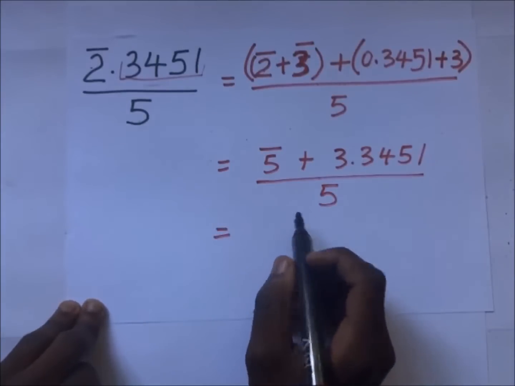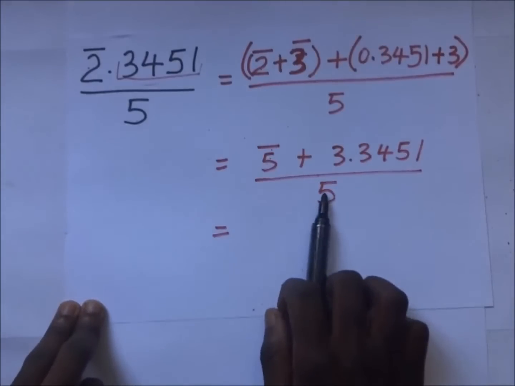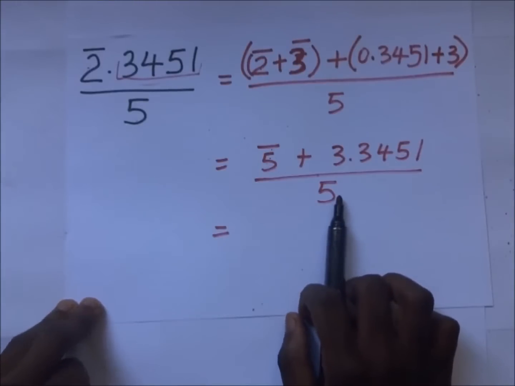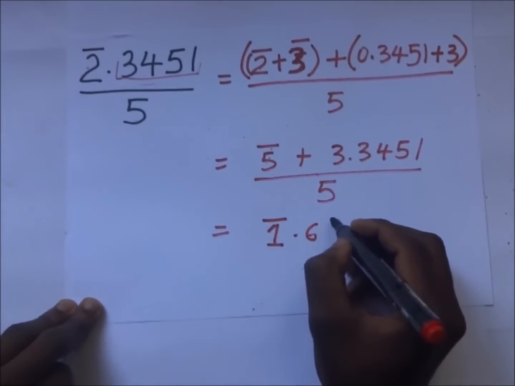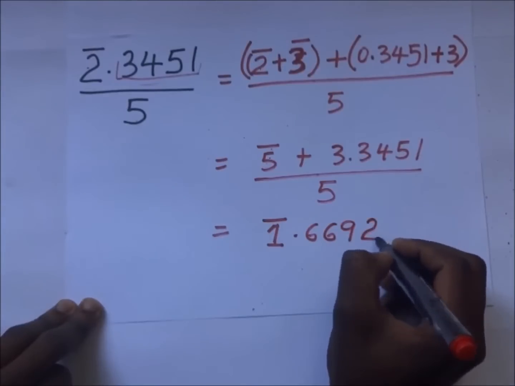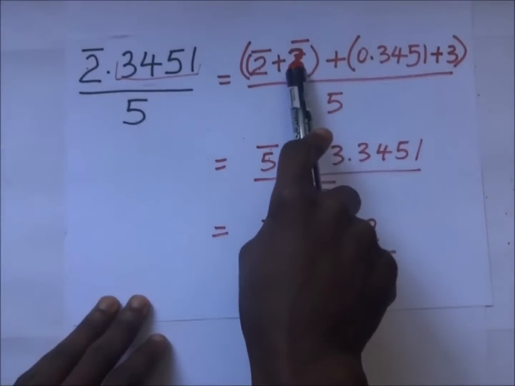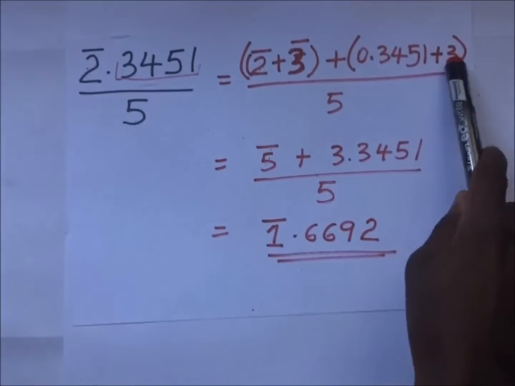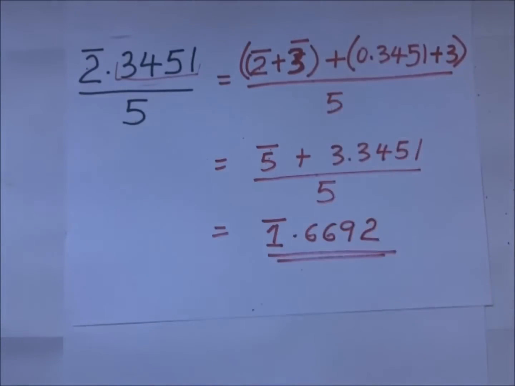So our answer here will be, of course, 5 bar divided by 5 is going to give us 1 bar, plus 3.3451 divided by 5 is going to give us 0.6692. So our final answer will be 1 bar 0.6692. The most important thing here that we need to take note of is that we added 3 on the characteristic, and then on the mantissa we also added 3. Why? So that we are able to get these numbers divisible by 5.